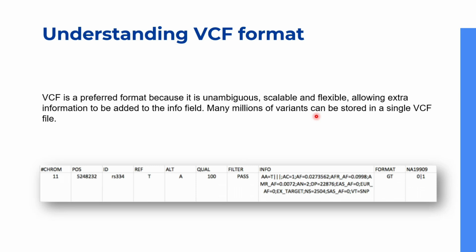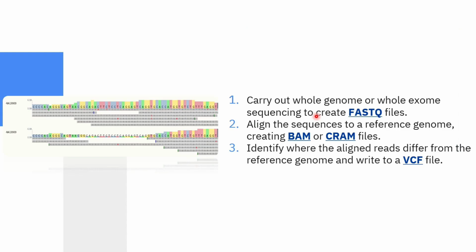So that was how VCF files are created. We just have to get the FASTQ file. After getting the FASTQ file, we align it and create a BAM file. After aligning, we extract our variants and create a VCF file. So it is a three-step procedure. That was it for the whole introduction lecture of this variant calling course.